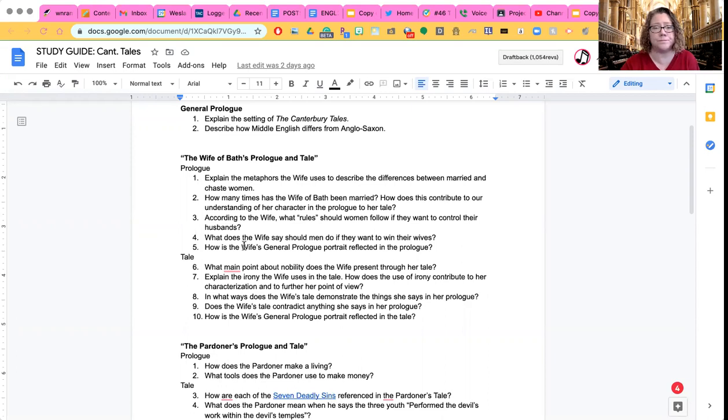Could you go over number 7, please? Sure. Number 7 on the Wife of Bath: explain the irony the wife uses in the tale. How does the irony contribute to her characterization? Yeah, they asked that last period too.